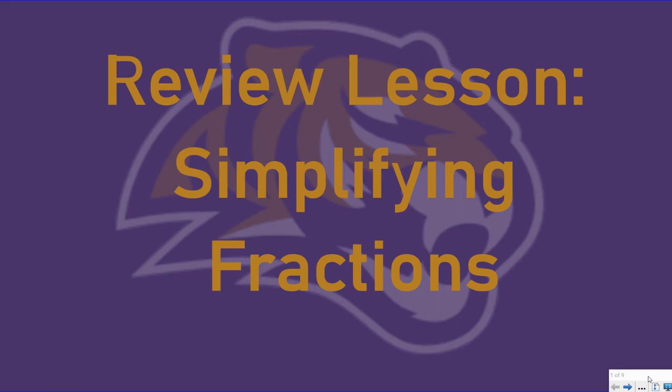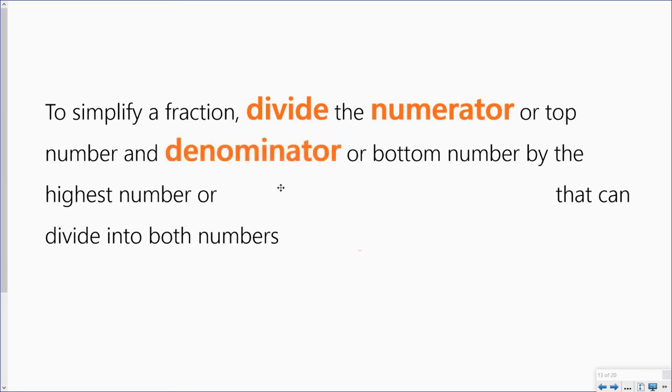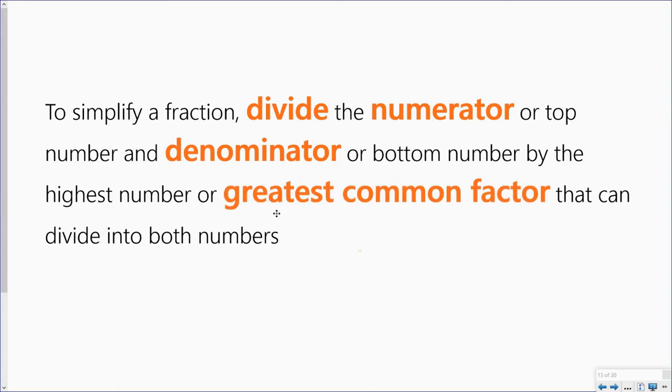In this video, we're going to take a quick review of simplifying fractions. To simplify a fraction, we're going to divide the numerator, which is the top number, and the denominator, which is the bottom number, by the highest number or greatest common factor that can divide into both of those numbers evenly.